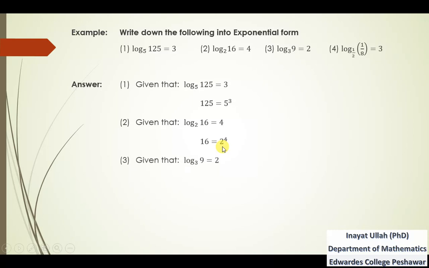Similarly, question number 3, log to the base 3, 9 is equal to 2. Removing this log from that side, we are left with 9 is equal to 3 power 2. And the last one is log to the base 1 by 2, 1 by 8 is equal to 3. So removing this log from that side, we are left with 1 by 8 is equal to 1 by 2 whole power 3. So that's how we convert the logarithmic notation to exponential notation.